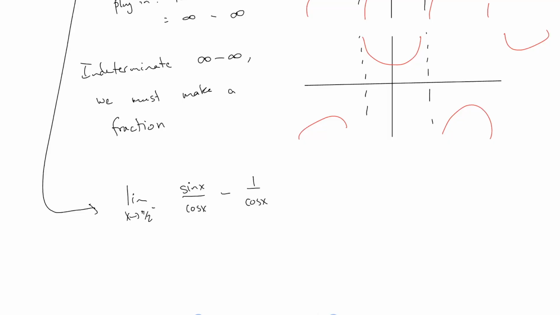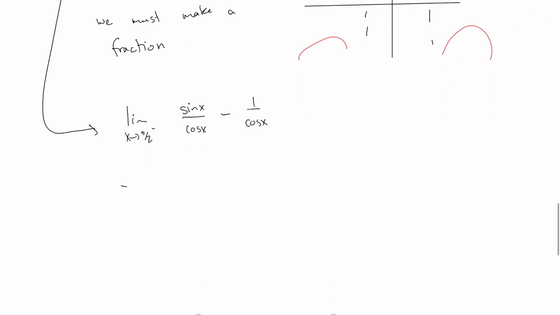Really what I want is one single fraction. This is two fractions subtracted, but they have the same denominator, and so we can just subtract them. Like they have a common denominator already, and so this is the same as the limit as x goes to pi over 2 from the left of (sine x minus 1) divided by cosine x. And now I'm feeling good about this. It's just a single fraction.